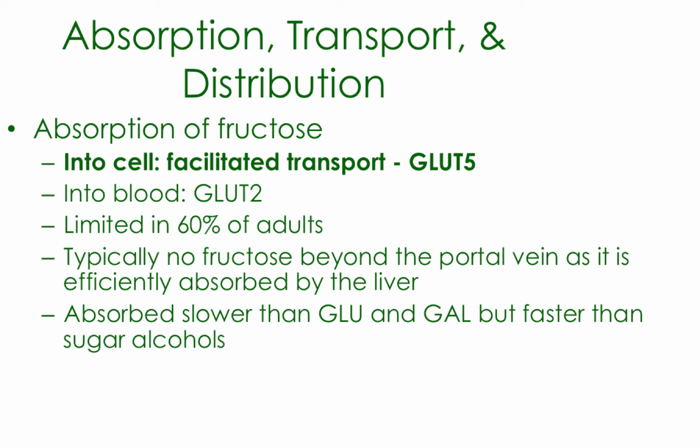So I've already kind of mentioned this, but once again, absorption of fructose into the blood is via GLUT2, but from the lumen of the cell, from the apical membrane, we have GLUT5. Please don't forget that. This is somewhat limited in about 60% of adults, and you would have more fructose being left in that area for longer. This creates some type of gastrointestinal distress. And typically there's no fructose beyond the portal vein, as it is efficiently absorbed by the liver.